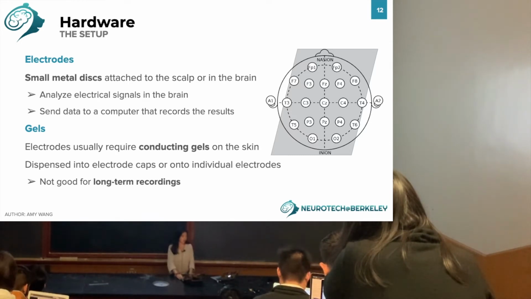Also, gels are used a lot because electrodes require conducting gels on the skin. It's generally dispensed into the electrode cap or onto the individual electrode, but these aren't that great for long-term recordings because these gels are usually water-based, so they dry out and degrade the quality of recordings.